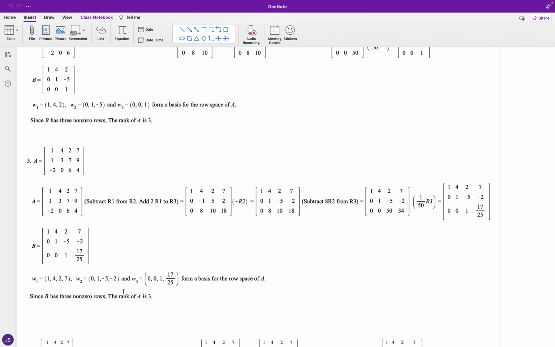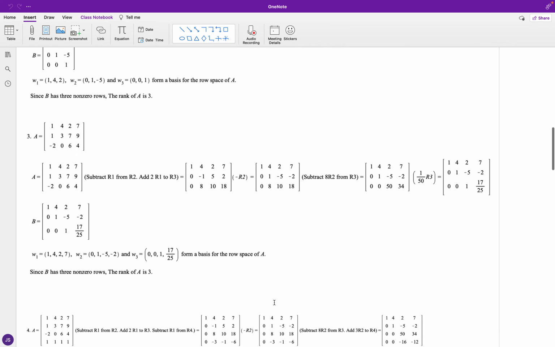And going row by row, we have the formation of these 3 vectors, all of which will form a basis for the row space of the original matrix A. And since we have B to consist of 3 non-zero rows, it just so happens that the rank of matrix A is again going to be 3.